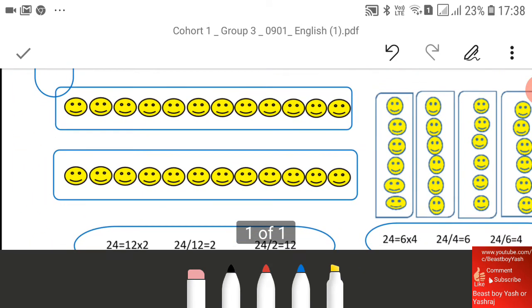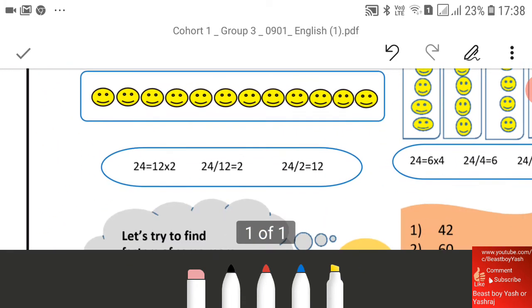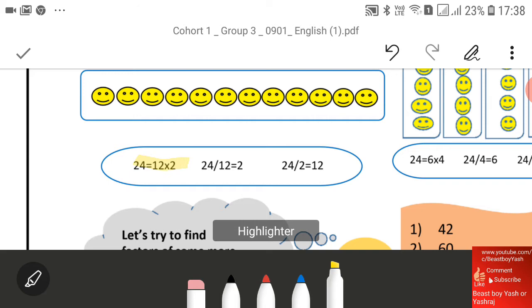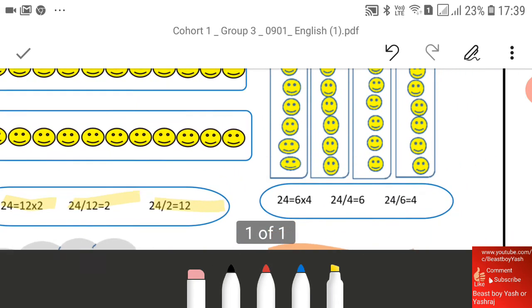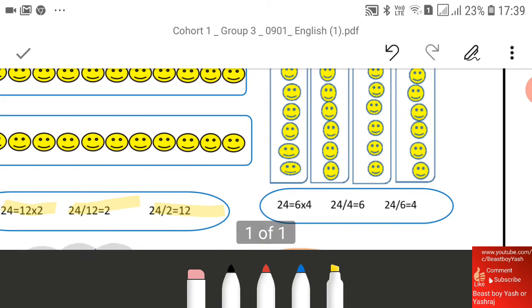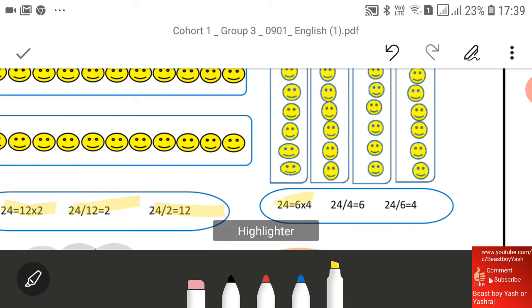Like this, they have made 2 rows of 12, and we can read it as 24 is equal to 12 multiplied by 2. 24 divided by 12 is equal to 2. 24 divided by 2 is equal to 12. There are also 4 rows of 6 students. 24 is equal to 6 multiplied by 4, 24 divided by 4 is equal to 6. 24 divided by 6 is equal to 4.